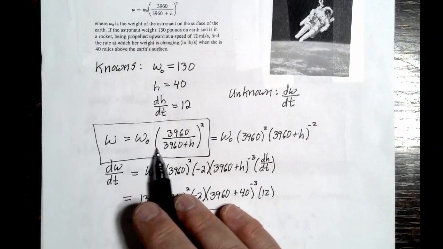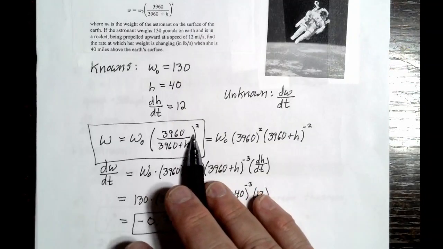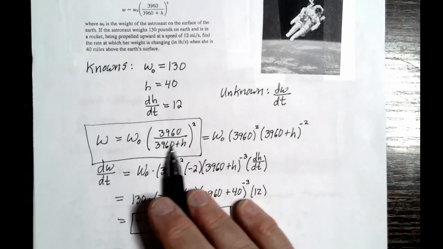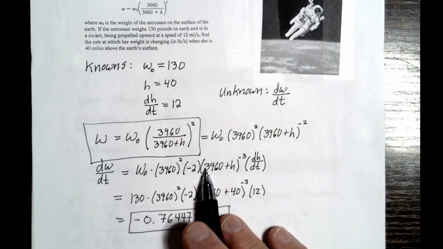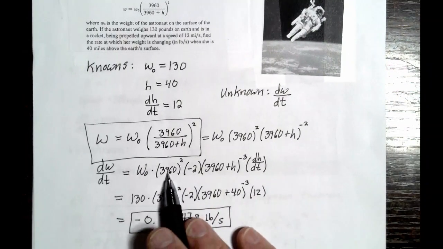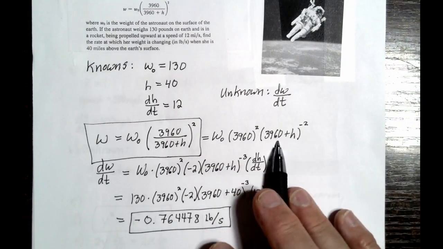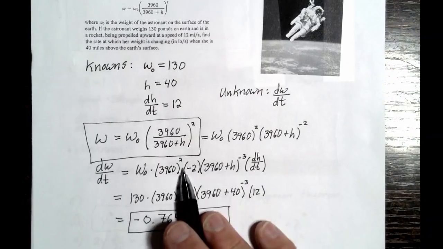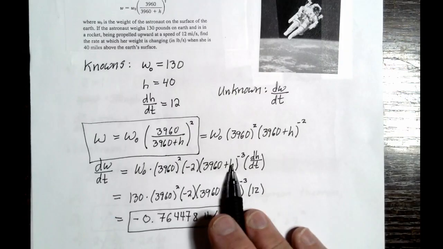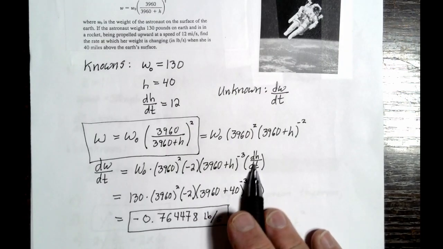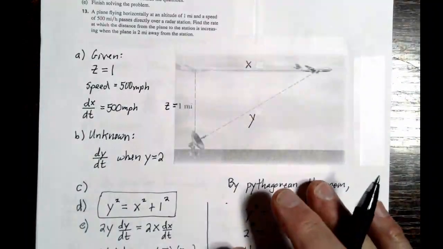And so when you write this, the W sub 0 and the 3960 squared are all constants. You can bring them out front. And the denominator, you can bring it up into the numerator and write it with a -2. So when you take the derivative, the constants in front don't change, and the -2 comes out. That becomes a -3, and then you have to follow with the derivative of what's inside. So -2, this to the -3, times the derivative of what's inside, which is just 0 plus 1 h prime, which is just h prime. And now you plug in everything you know, and you crunch it out, and you get your answer there.